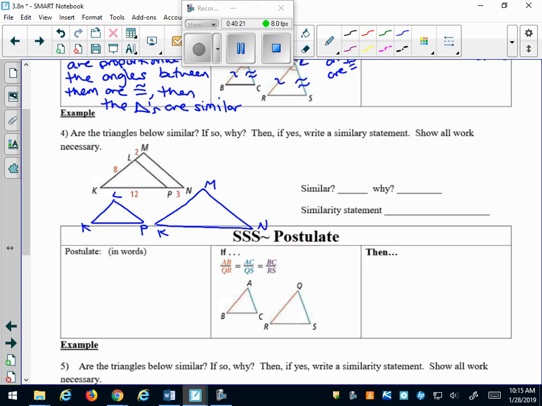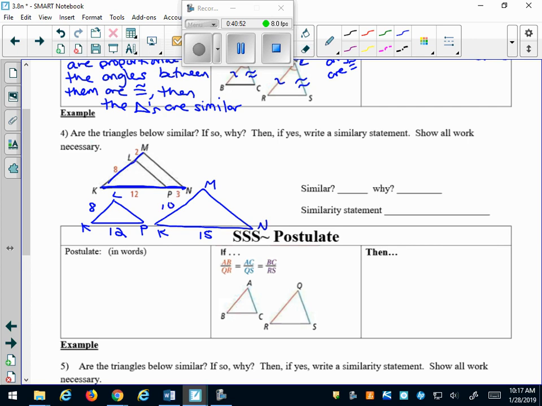Now I'd like you to label your triangles that you've drawn separately. Label them with the lengths of the sides. Be careful, lengths of the sides. We've got KP is 12, LK is 8. Now if you go all the way K to N, we've got 12 plus 3 is 15. And then MK is 8 plus 2, which is 10.